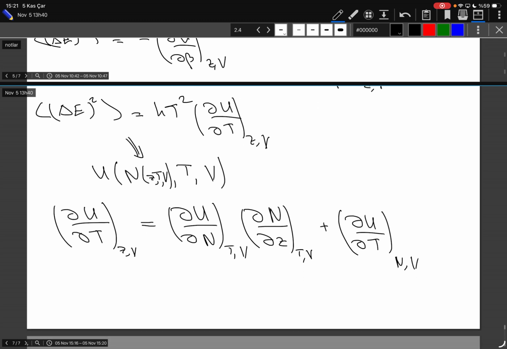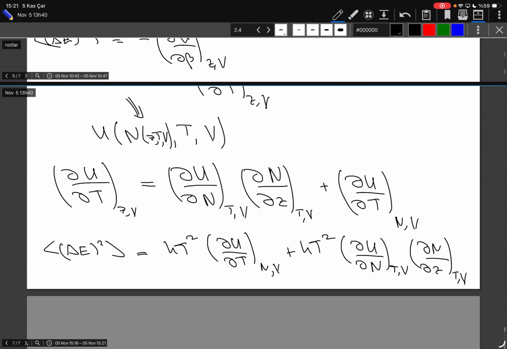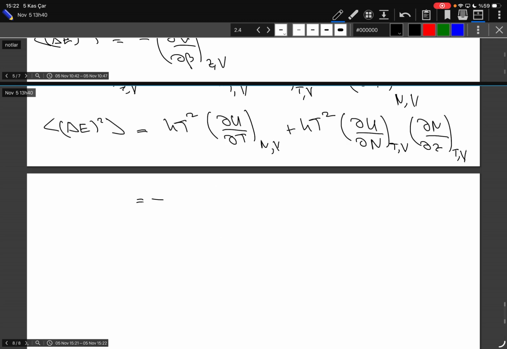Well, what does this tell me? The fluctuations in the energy squared will be kT squared del U by del T at N, V, plus kT squared del U by del N at T and V, times del N by del Z at T and V. The first term you can even write as minus del U by del beta at constant N and V.